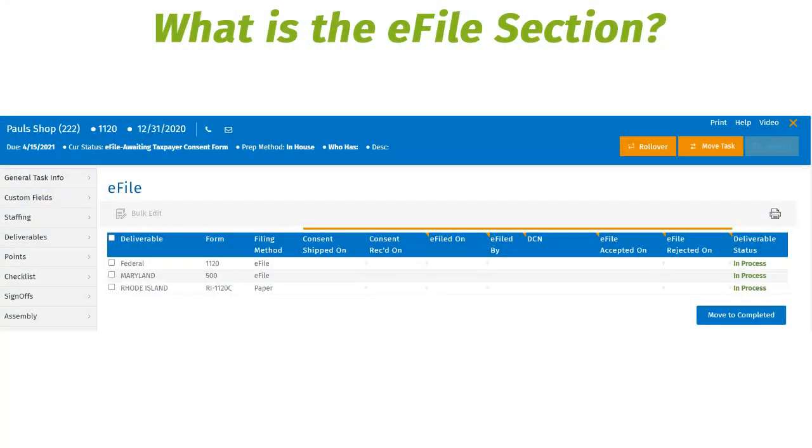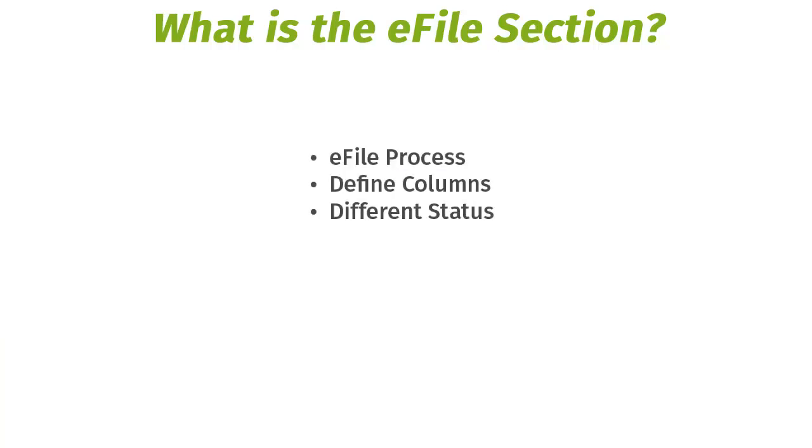This video will provide users with an overview of the eFile section of the control sheet. During this video, users will learn the eFile process built into CCH Axcess Workflow. We will explain the different columns in the section and the information they hold. We will walk through the three steps of the eFile process and show the different ways to view tasks that are in the eFile process.